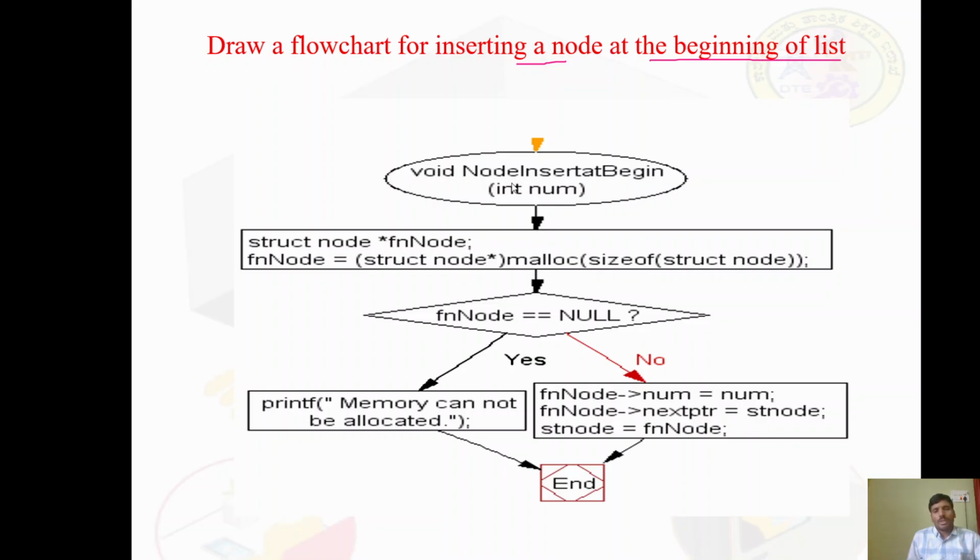So at the beginning we need to insert a node along with its data value in num. So create a first node, or you can say pointer, which we discussed in the algorithm. Struct node first node, and allocate the memory to the first node using the malloc function.